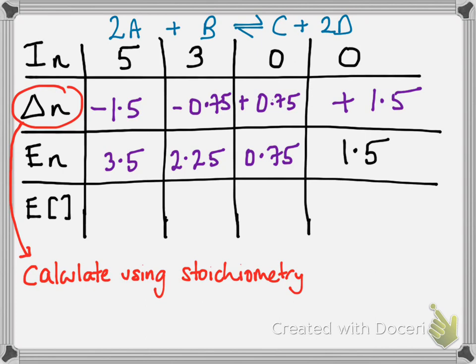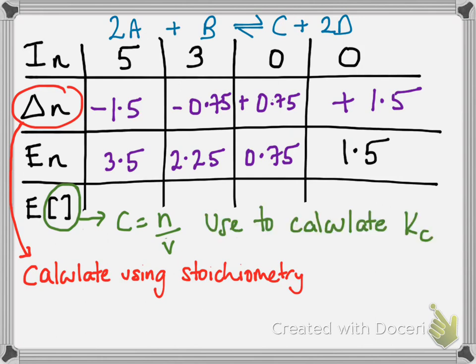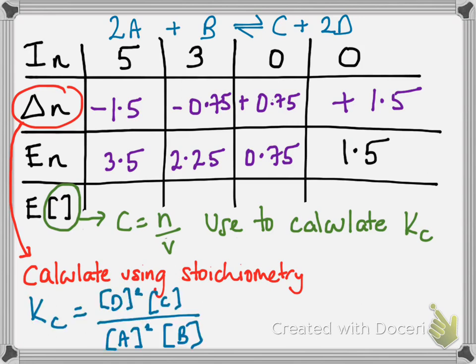Now you've got the equilibrium number of moles for everything, but you need the equilibrium concentration for everything in order to calculate Kc. So you need to read the question, check the volume of the container, divide all those moles by that volume, and you can use this now to calculate Kc, to put these numbers into the K expression. So for example, in this case, it would be the concentration of D squared times C divided by the concentration of A squared times B. And this one would have no units because all the M's would cancel out.